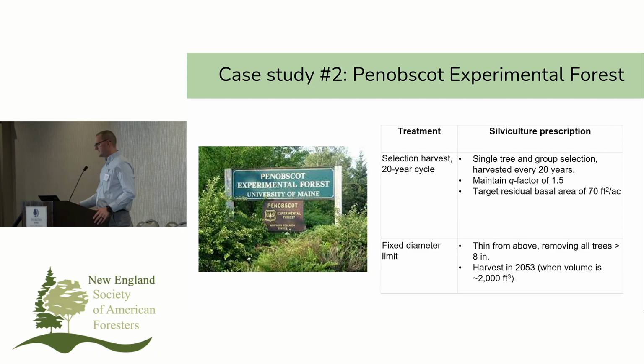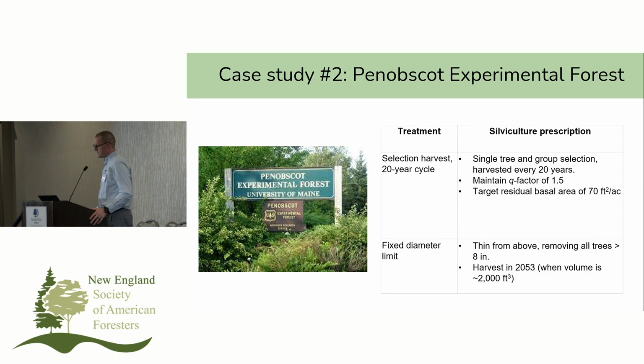A second case study, this goes into a little bit more detail, but this is from the Penobscot Forest. I just pulled out two examples. They have a great long-term research study there, different silvicultural methods. I pulled one of the fixed diameter limit. This was a thin from above, removing every tree greater than 8 inches. What we're going to do here is harvest that stand in 2053. Again, we're going to simulate this with FVS. We're going to harvest it in 2053 when the volume is a good amount of volume to harvest, and that's about 2,000 cubic feet.